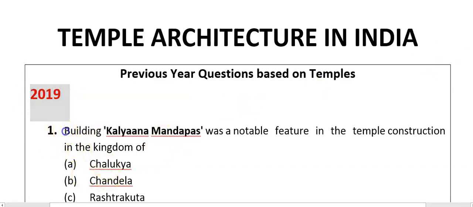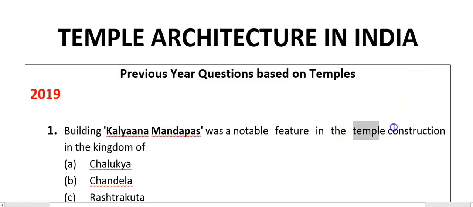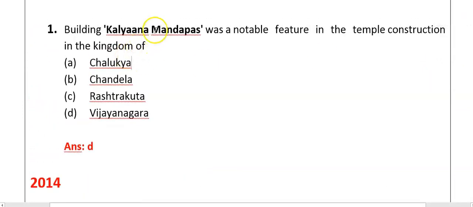It says that building Kalyan Mandapas was a notable feature in the temple construction. See, the question is temple construction, and here's a particular word, Kalyan Mandapas. So, if we see the options, then if you're not familiar with this term, Mandapas or Kalyan Mandapas, then we will not be able to identify the answer. So, in short, I just want to tell you that there are some particular terminologies which we should be knowing while reading of temples and architecture of art and culture.